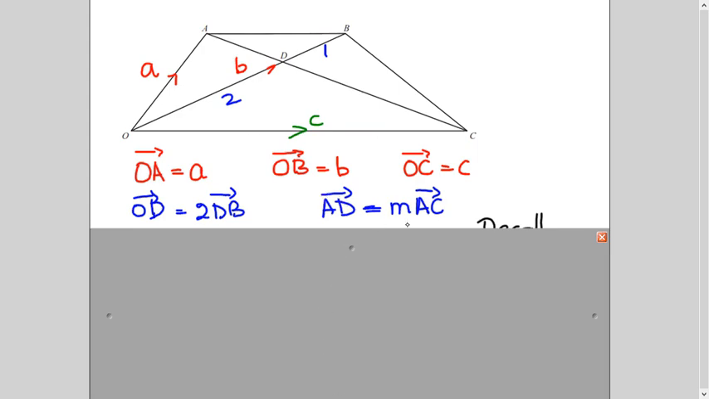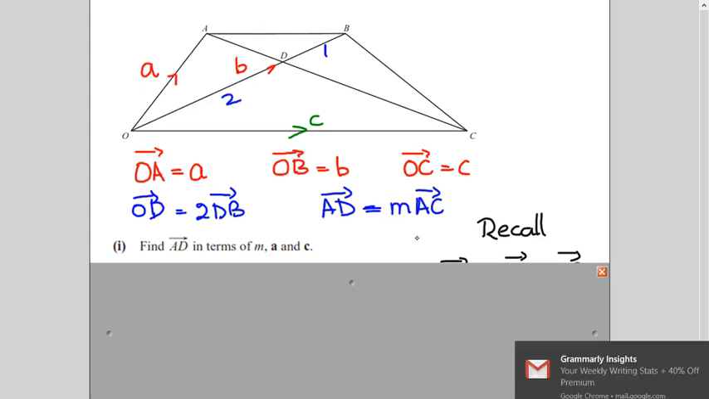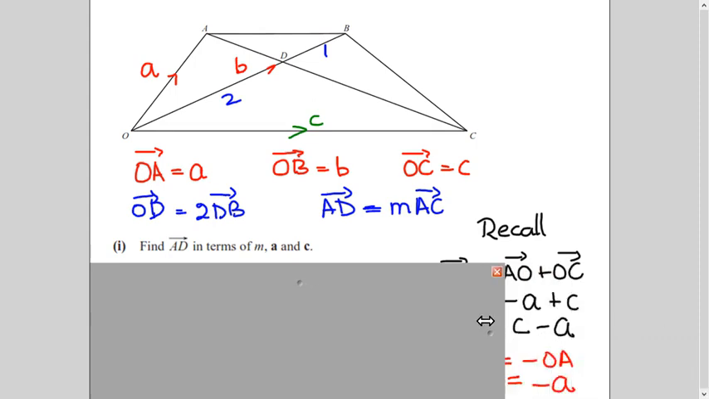So if you look at this, the question is saying find AD in terms of M, A, and C. So I think this one can help you because M is present here, but how? You need to recall a concept here. So let's see that concept. If you see AC, which means from here till here I'm talking about, vector AC. The other way to go from A to C is this way, but none of the vectors is known here directly.